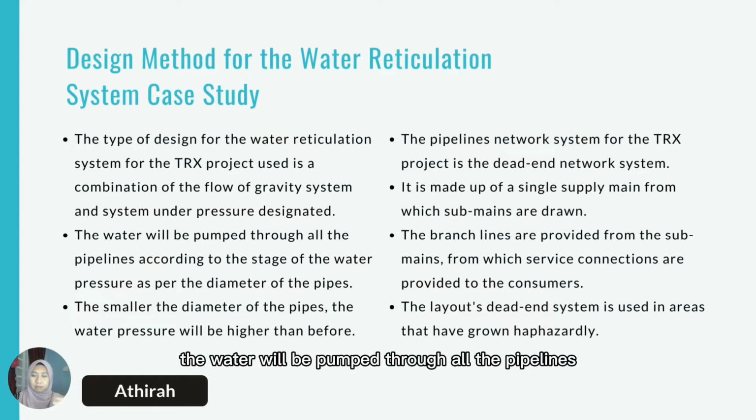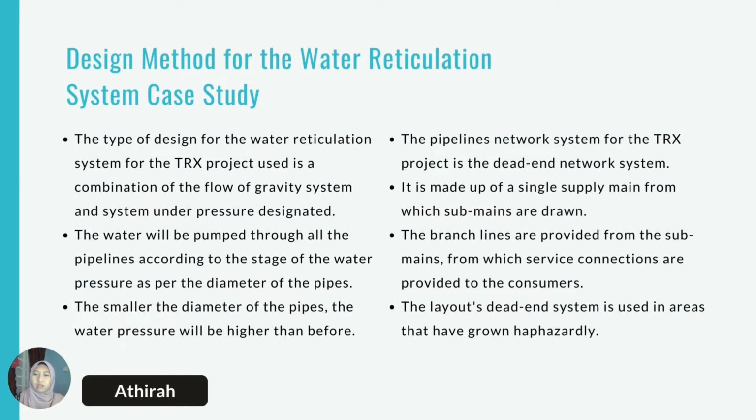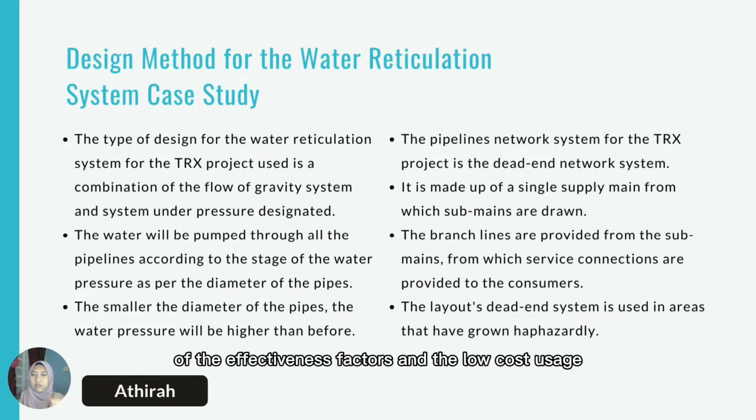The water will be pumped through all the pipelines according to the stage of the water pressure as per the diameter of the pipes. The smaller the diameter of the pipes, the higher the water pressure will be. It is the most often used because of the effectiveness factors and the low cost usage.